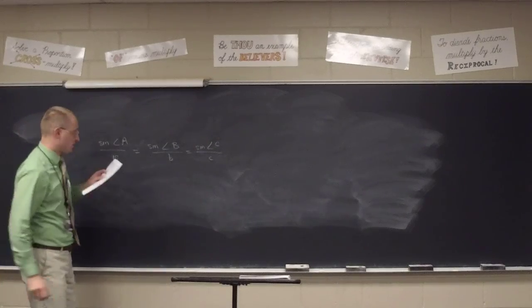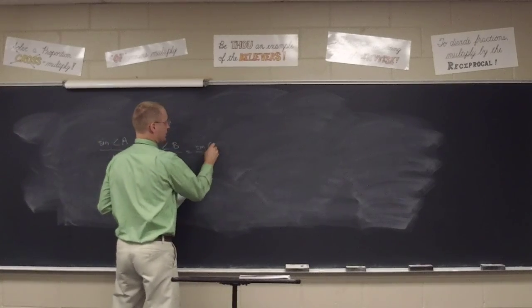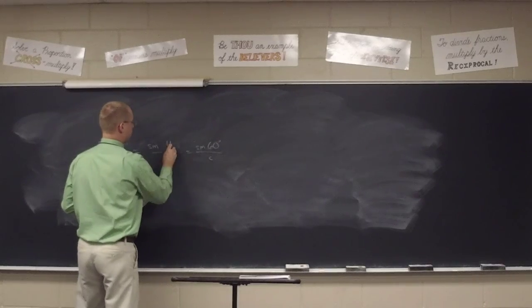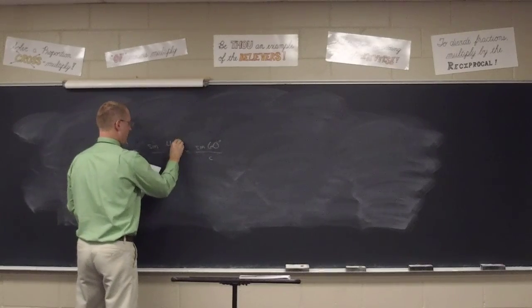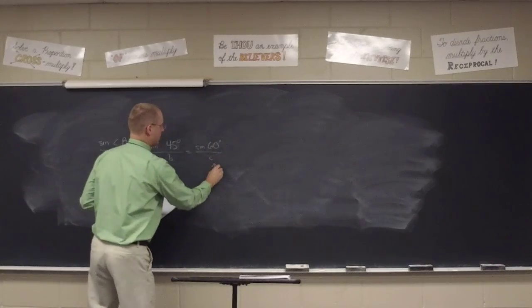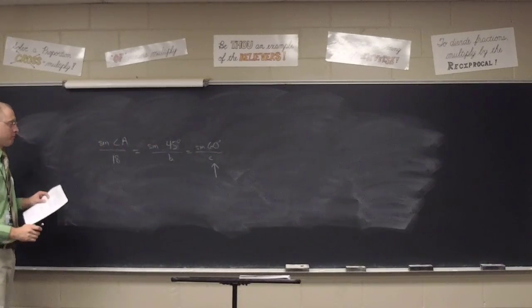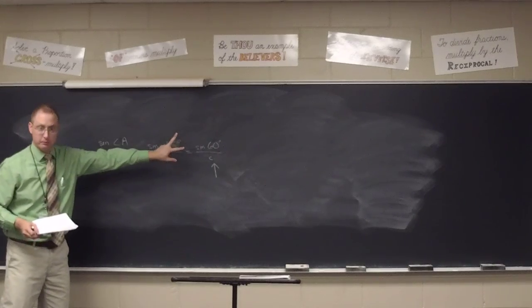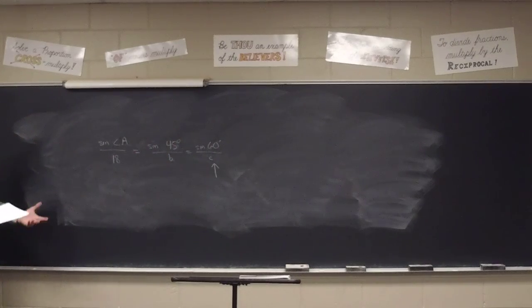All right, so I know side A is 18, right? I know angle C is 60 degrees. I know angle B is 45 degrees. And I'm looking for the side across from angle C. So I'm looking for side C. That's what I want to know. And the problem is, I don't have any complete ratios here, do I? But I know two angles of a triangle.